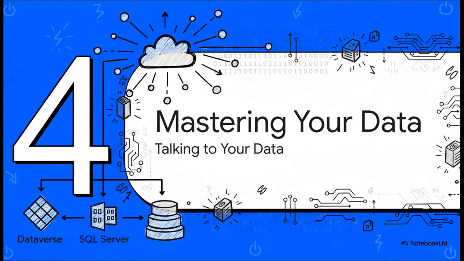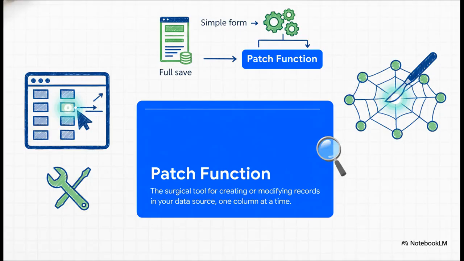Okay, so we've got logic, we've got memory. What's next? Well, now it's time to connect to the outside world. Your app has to be able to talk to its permanent home for data, whether that's Dataverse, SharePoint, or something else, so it can read and write information. And this is where the patch function becomes so important. Look, you could use submit form, but that's kind of like using a sledgehammer. It just saves everything all at once. Patch is like a surgeon's scalpel. It gives you this amazing, pinpoint control to create a new record or modify an existing one, updating just the specific fields you want. This is an absolute game changer for any kind of complex save logic.